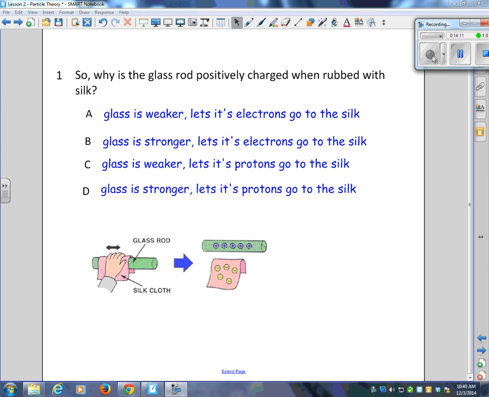Question number 1, you've got it right there. You're going to have to read these and think. Why is the glass rod positively charged when rubbed with silk?